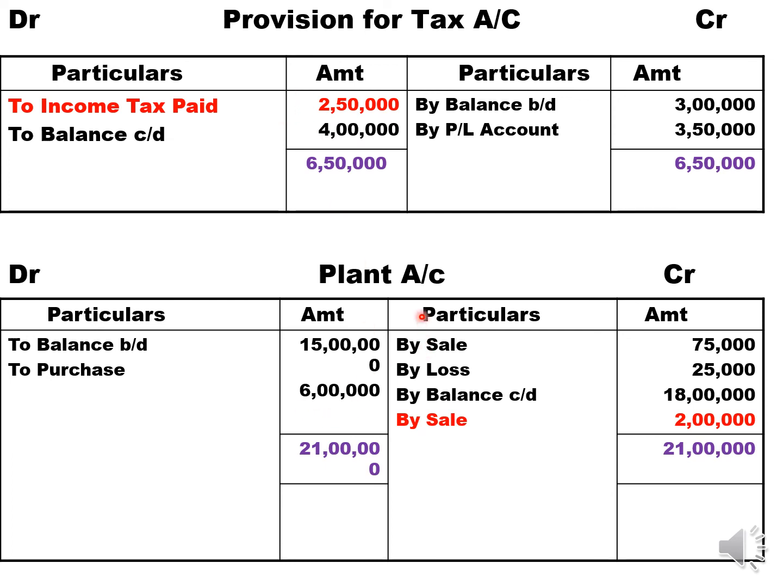Next, plant account, students. It's an asset. So to balance brought down 15 lakh. Next we have purchase of plant 6 lakh. Then we have sale of plant 75,000, that is, 1 lakh sold at a loss of 25,000. Then closing balance 18 lakh. So total 21 lakh minus the credit side, you get 2 lakh. So 2 lakh is called sale.